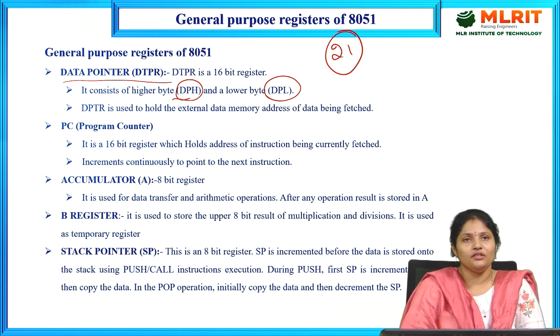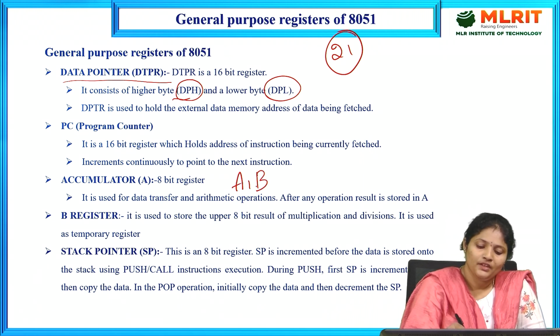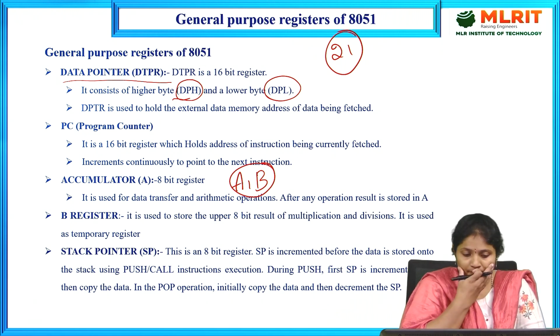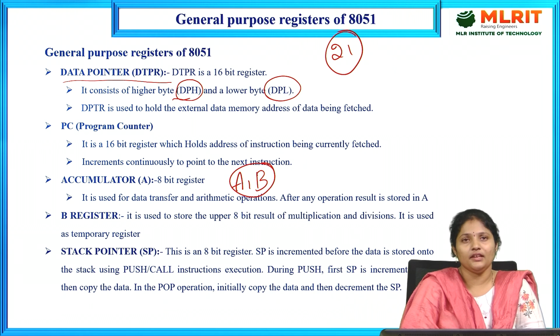So coming to the accumulator, as the accumulator is a general purpose register, here accumulator A is there and B. So these two are the general purpose registers used for the normal data transmission or reception. It is an 8-bit register. This register is used for data transfer and arithmetical and logical operations, and after completion of the operations, most of the time the output will automatically be saved in this accumulator.